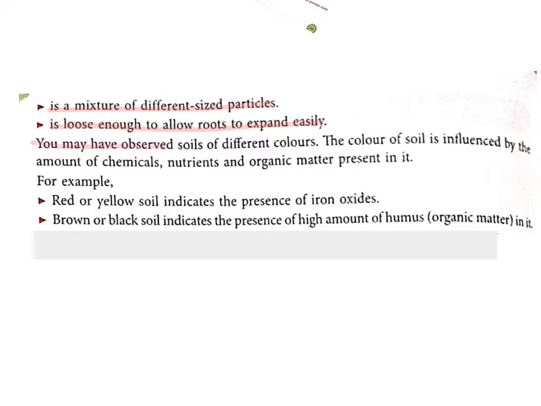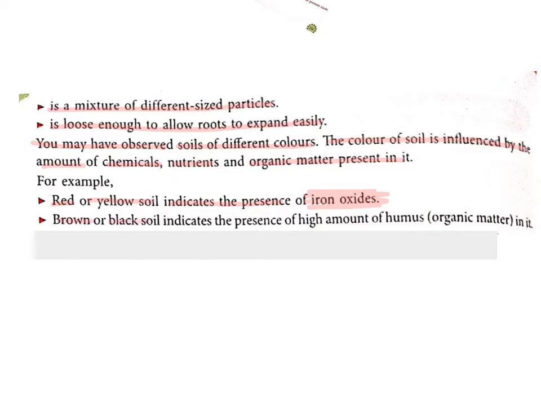You may have observed soils of different colors. The color of soil is influenced by the amount of chemicals, nutrients, and organic matter present in it. For example, red or yellow soil indicates the presence of iron oxide. Children, mind it, if you see a soil which is red or yellow in color, it may indicate that iron oxides are present in it.